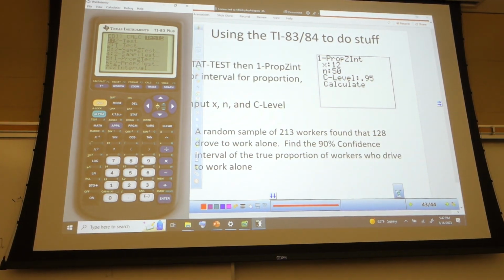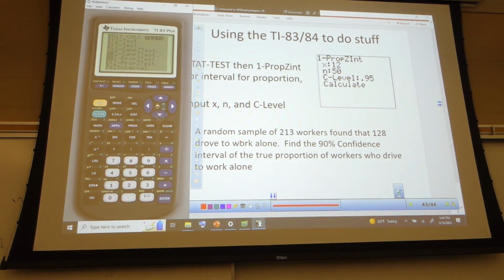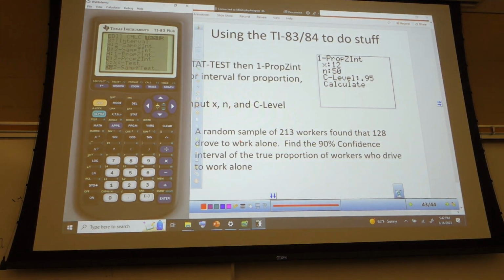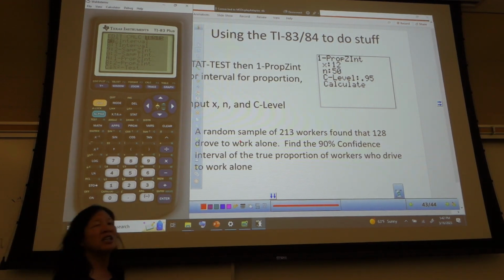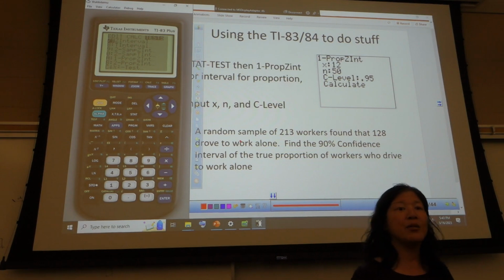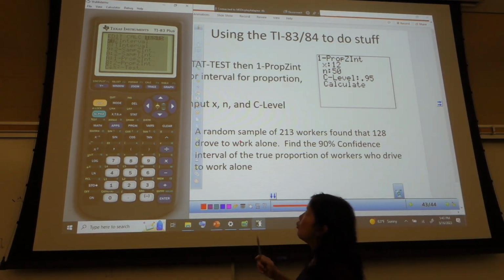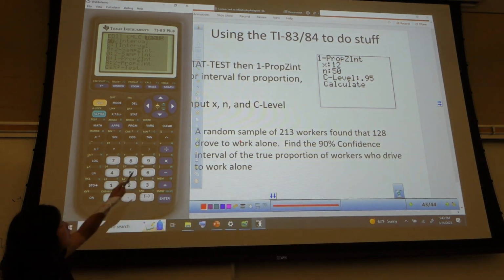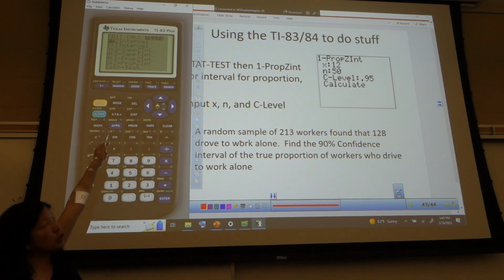So I'm going to arrow down. And here are all of my intervals. I've got Z interval, I've got T interval, and I've got these number 2s. Anything that starts with a 2 is 2 samples. We do not get to 2 samples until chapter 9. So what we want is, we're working with proportions. It says 1-prop Z interval, and ends in interval.